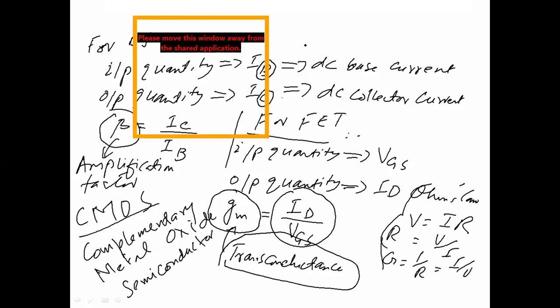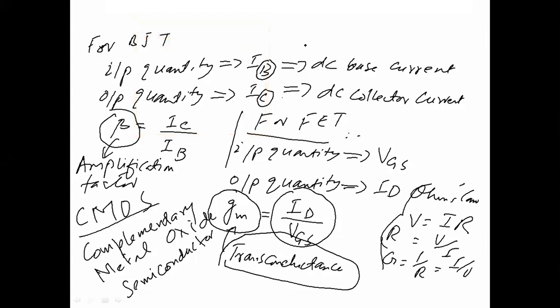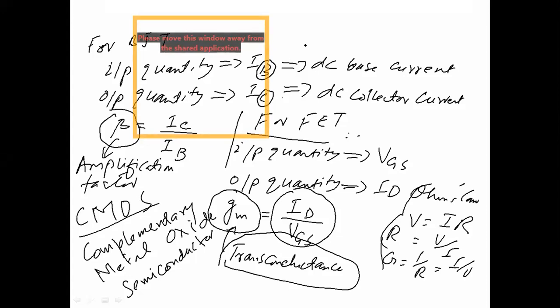So what is the objective of the AC analysis? What was the objective of the DC analysis? You remember? What was the need of DC analysis? To establish the Q point. And the aim or objective of the AC analysis is to determine the voltage gain.